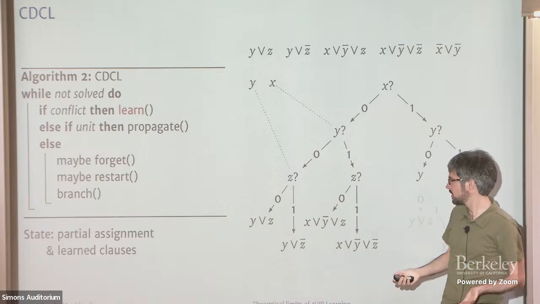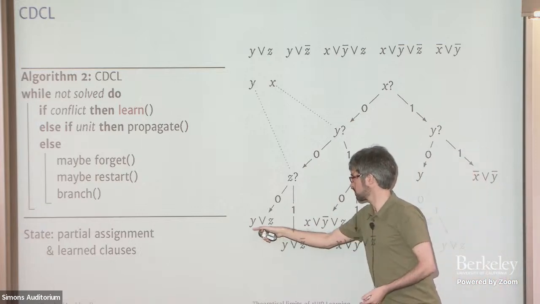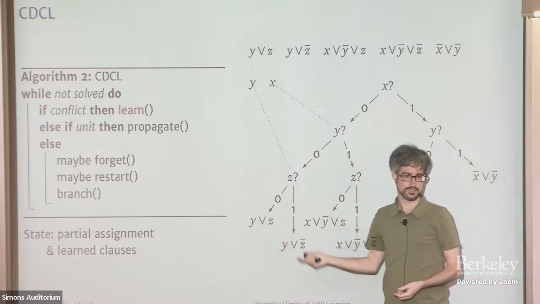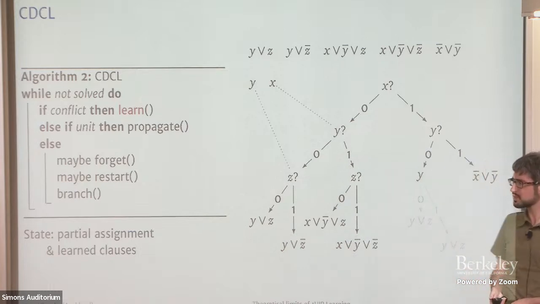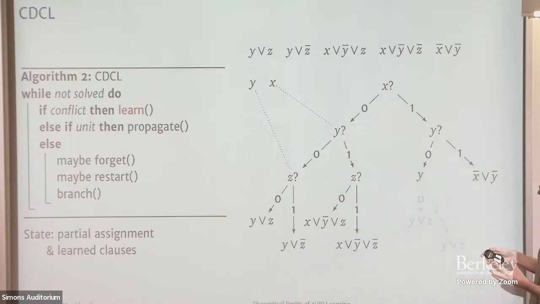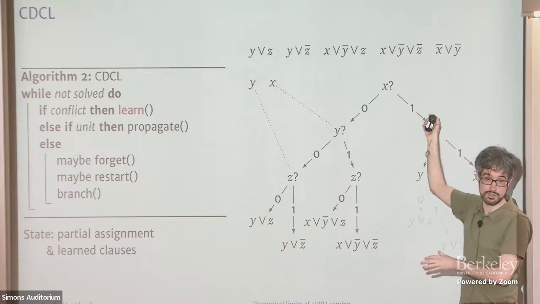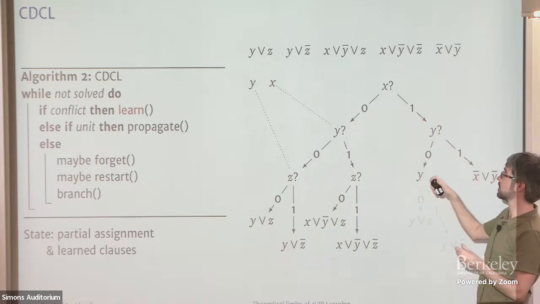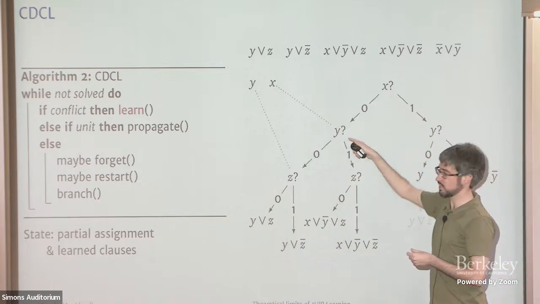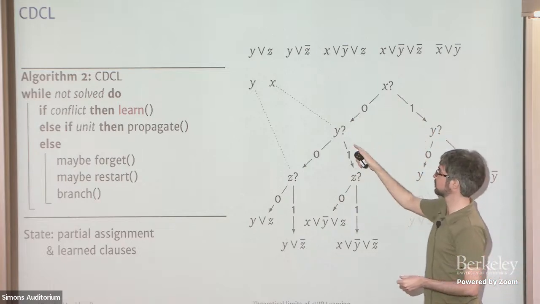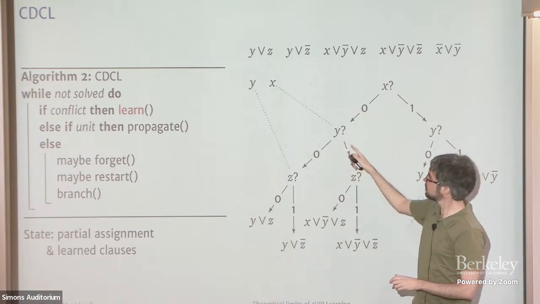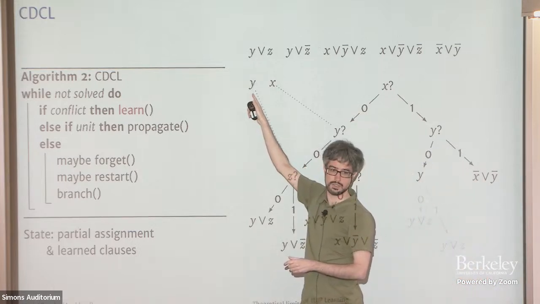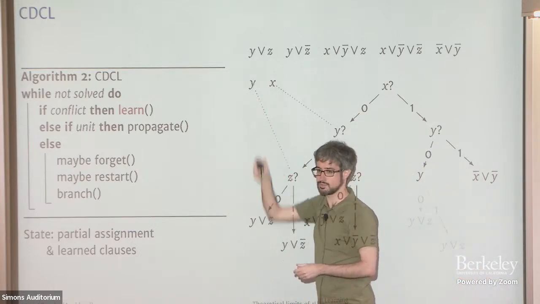But the conflict is between these two clauses, and there's no X variable here. So this tells us that the conflict is not because of X. X has nothing to do with that. So we can learn something smarter than that it's not a good idea to set X and Y to 0. We can learn it's a bad idea to set Y to 0. So we can record that and say, Y must be set to 1.